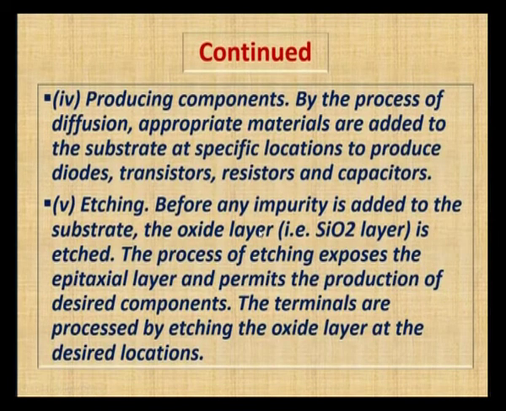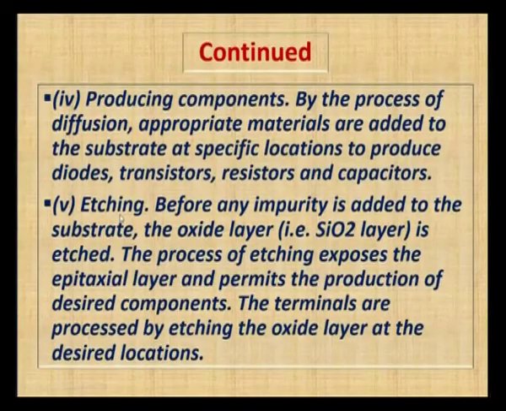Next we move on to producing components. By the process of diffusion, we have the substrate. If we want to produce components by diffusion, if we diffuse a trivalent atom we will get a P type material, and if we diffuse a pentavalent atom we will get an N type material. This is how diffusion gives different types of material on top of the substrate, and wherever required we can get a transistor, resistor, capacitor or diode.